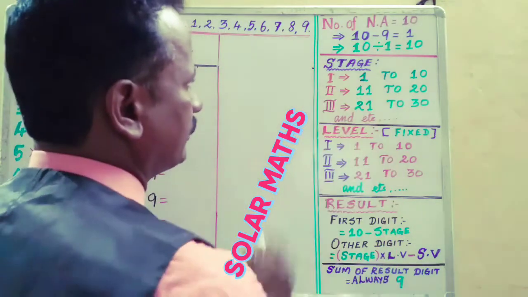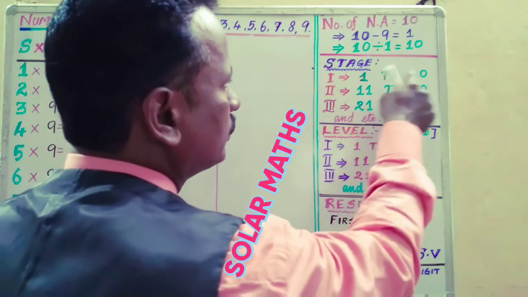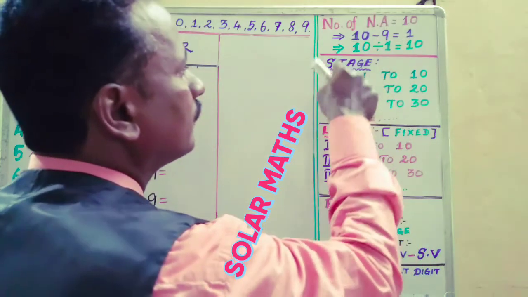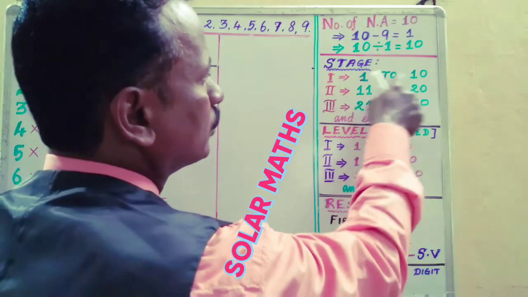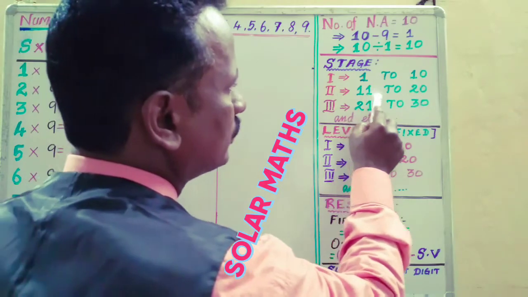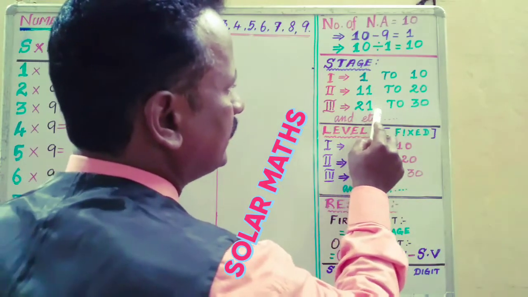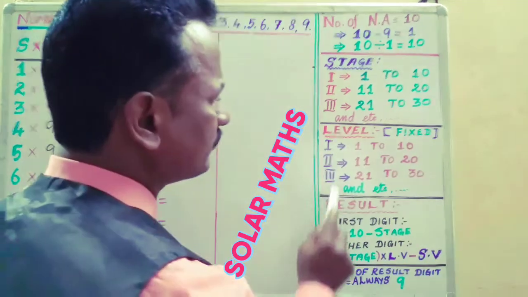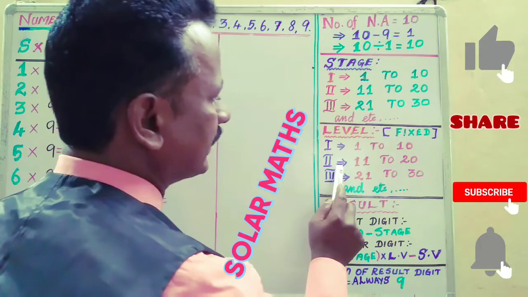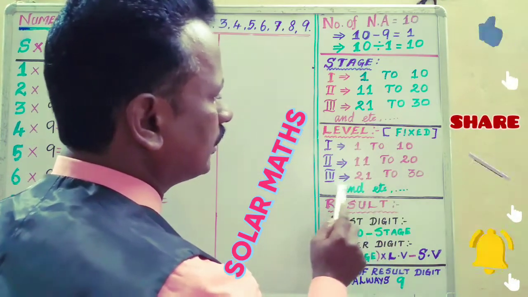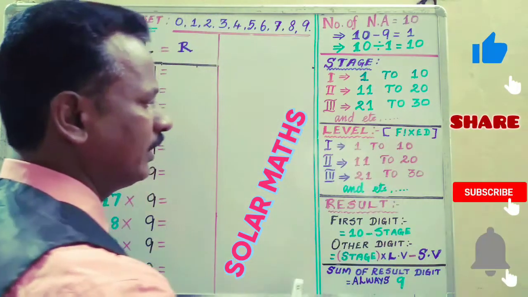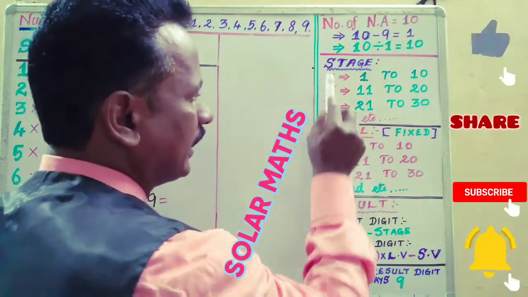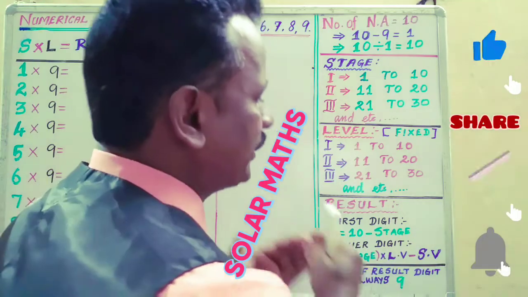First of all we see the stage. First stage is 1 to 10 because here 10 divided by 1 is 10. So we use the stage. First stage is 1 to 10, second stage is 11 to 20, third stage is 21 to 30 and so on. At the same time the level is fixed. First level is 1 to 10, second level is 11 to 20, third level is 21 to 30 and so on. So we find the result from stage and level comparison.